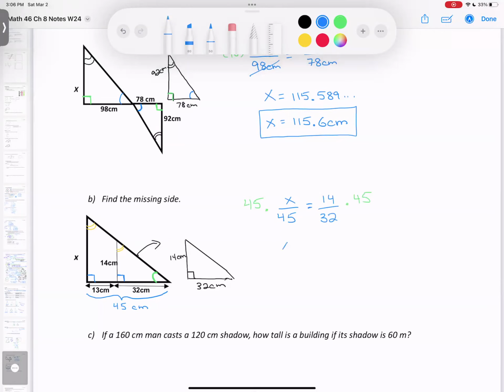And we're going to have, so that these cancel and we're left with just x. So x is 14 times 45 divided by 32, and so I get 19.6875. So to the nearest tenth then, I would have 19.7, and this is in centimeters.